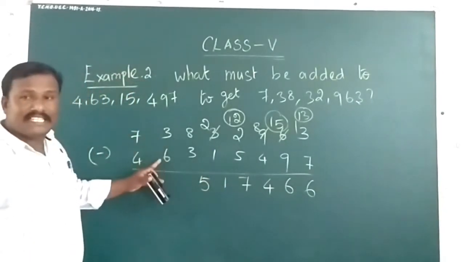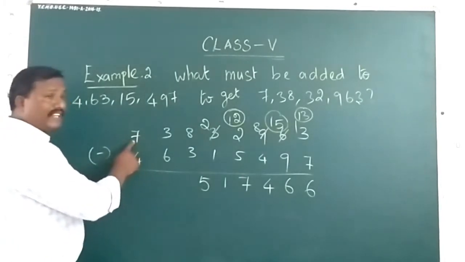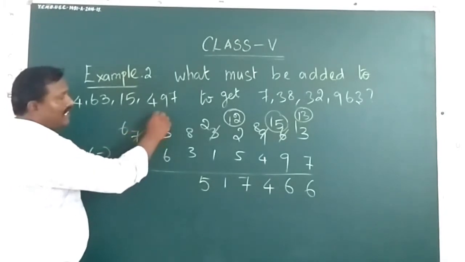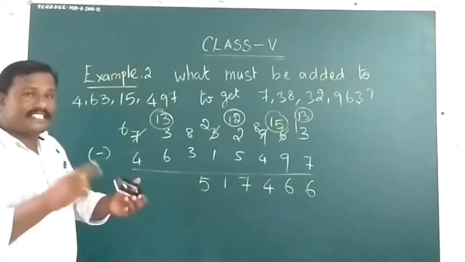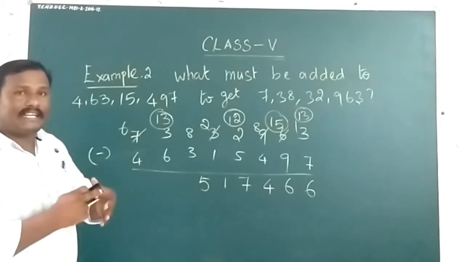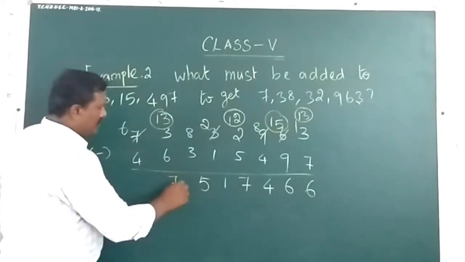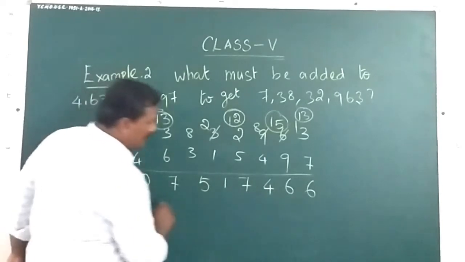Then 3 minus 6 we can't subtract. We have to borrow from the nearby number. Here 7 is there now. If you borrow from this 7, it will become 6. Here it becomes 13. So 13 minus 6, 6 after 7, 8, 9, 10, 11, 12, 13. 7 is the difference. 6 minus 4, we know 2 is the difference. Okay.